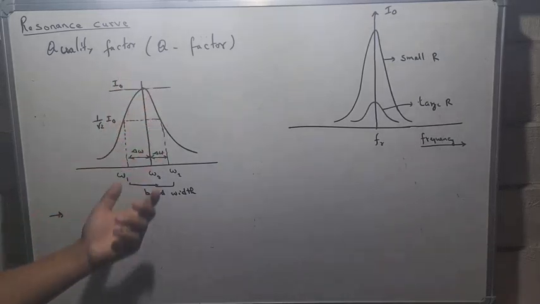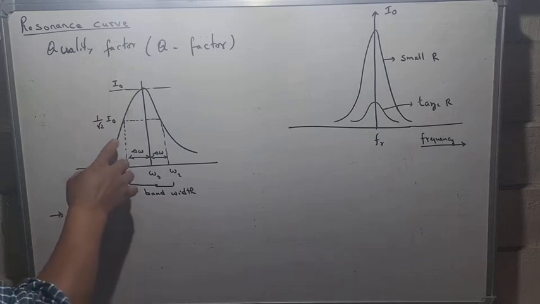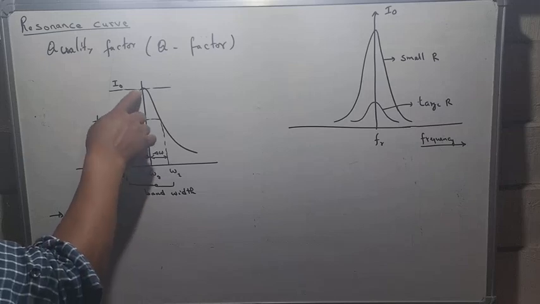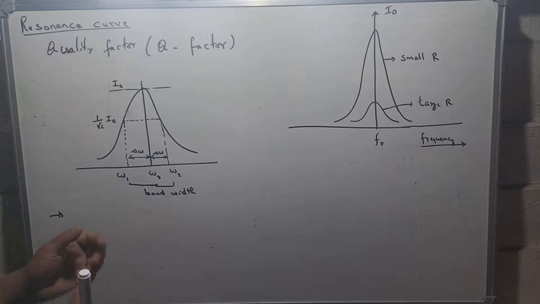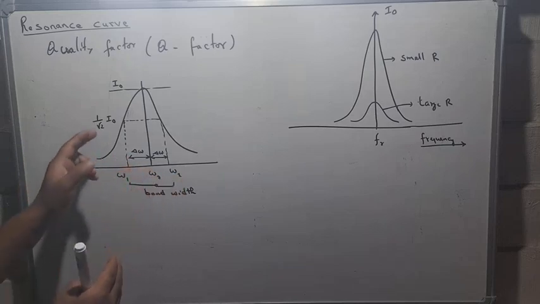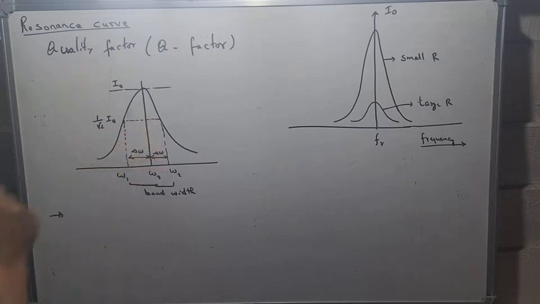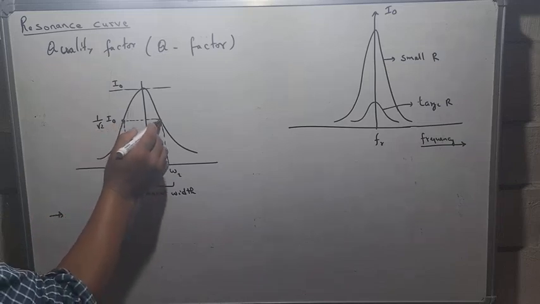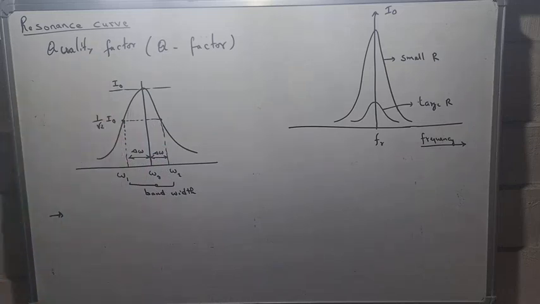To understand the quality factor, we consider this figure. This is a resonant curve in which the current is maximum at this point, which happens at the resonant frequency omega r. Now if you consider any two frequencies on either side of the curve, let's say this is frequency omega 1 and this is frequency omega 2. At these two frequencies, the current becomes 1 upon root 2 times the maximum current at resonance.